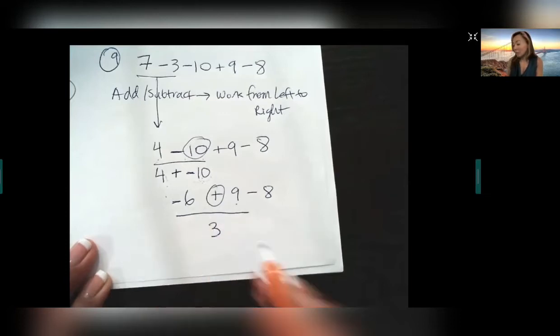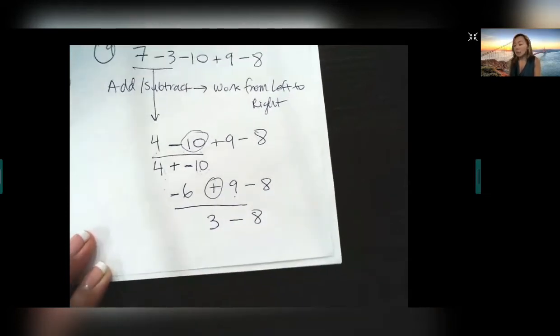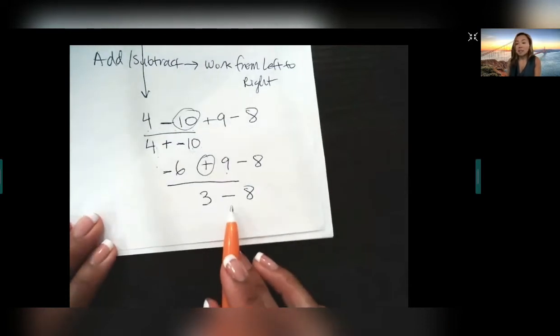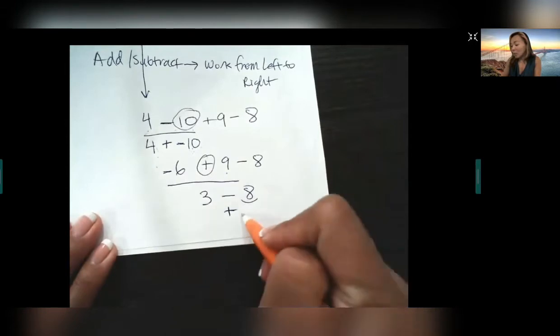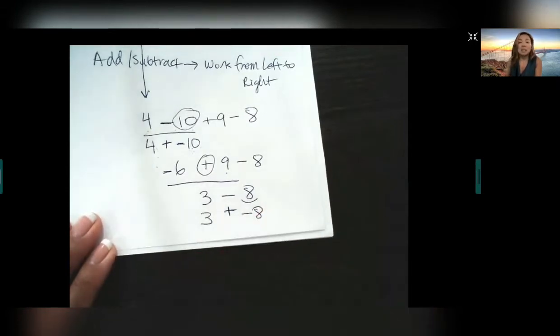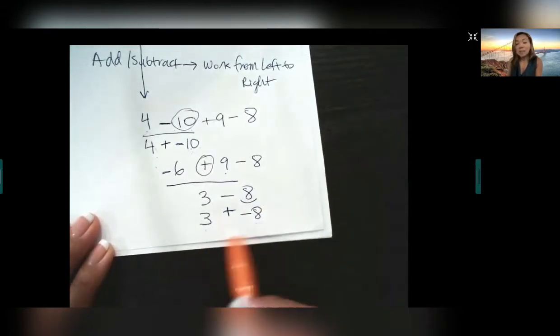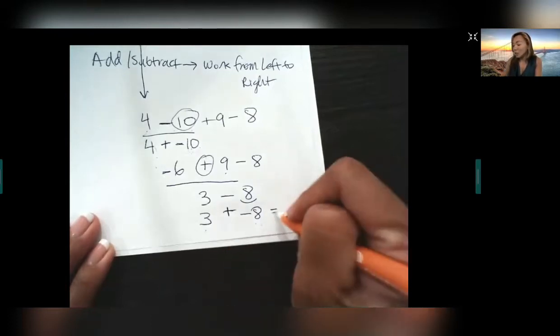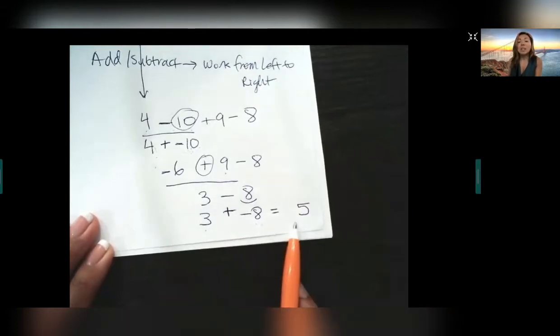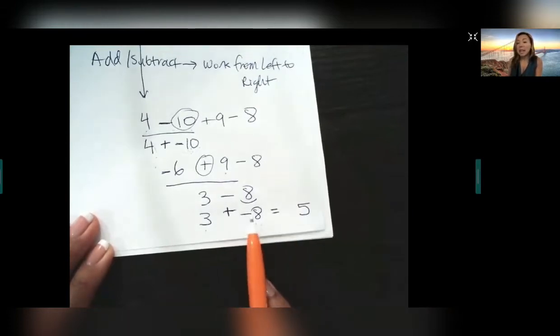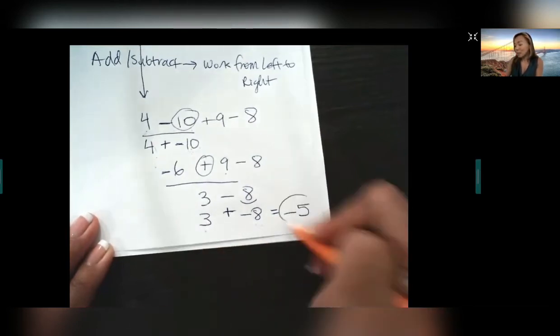So it'll be 3. 3 minus 8. And last but not least, I see a subtraction sign. I'm going to change this to addition, and this positive 8 will now become a negative 8. So these are opposite signs. So I'm going to subtract the numbers together. So 8 minus 3 is 5. And is this a positive or negative number? It's going to be negative because 8 is bigger than 3. I took more steps to the left than I took to the right.